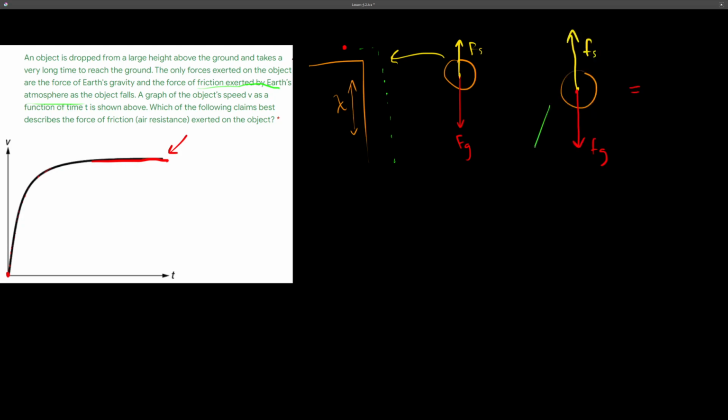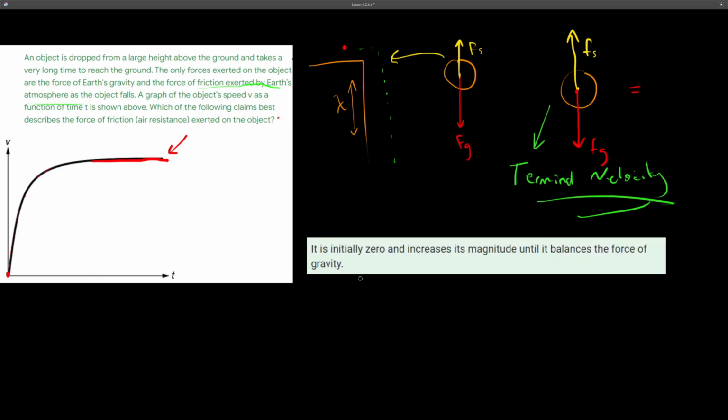And then this equals terminal velocity. So the answer is going to be this. So it's initially 0, right here, and it increases its magnitude over time until it balances the force of gravity. So the force of friction eventually balances the force of gravity.